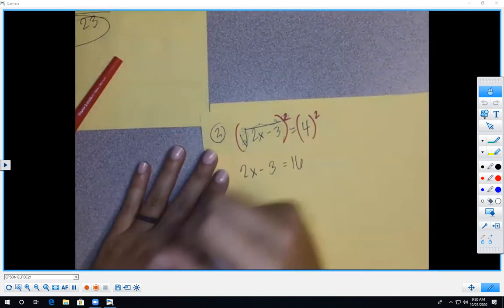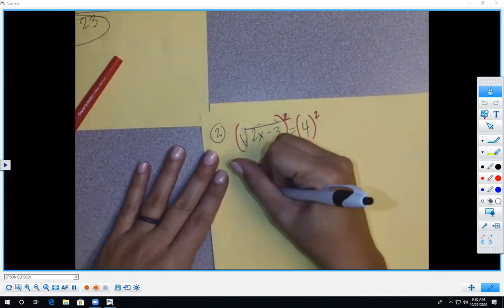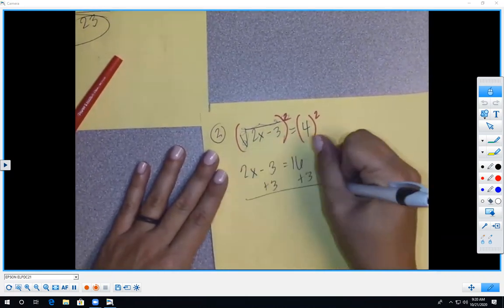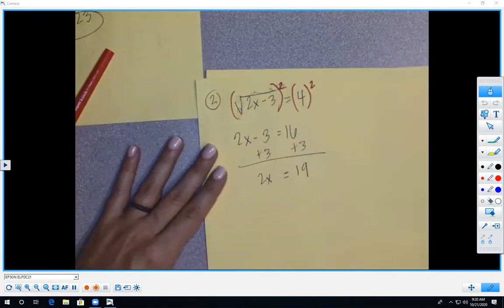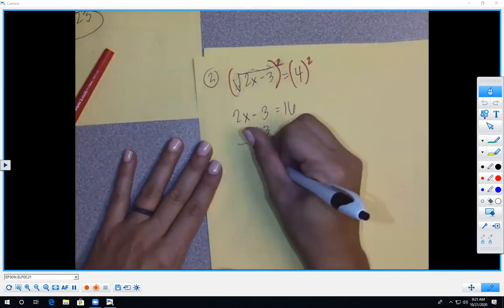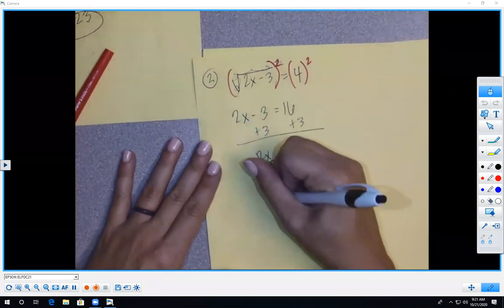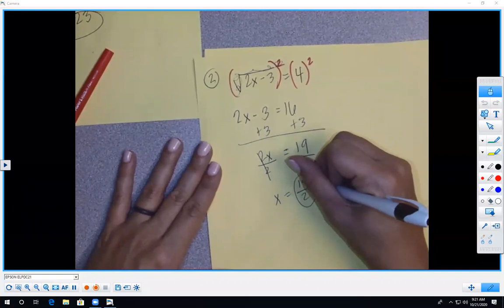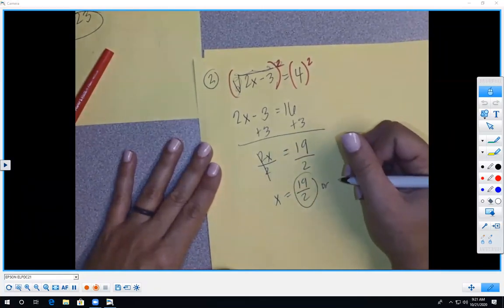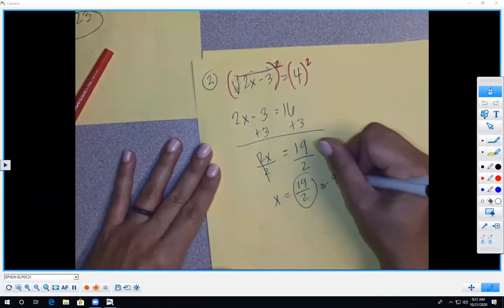How do I solve for X now? Yeah, move the 3 over. Sorry. Add 3 to both sides. We get 2x equals 16 plus 3 is 19. How do I solve for x? Divide by 2. It doesn't divide evenly, so you could leave it as 19 over 2. Or you could divide it out, and I got 9.5, right?